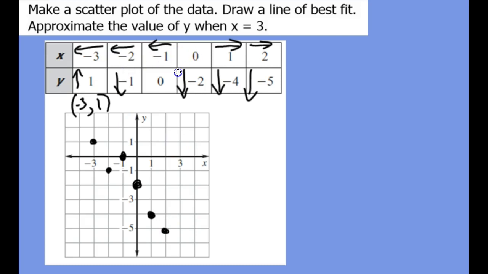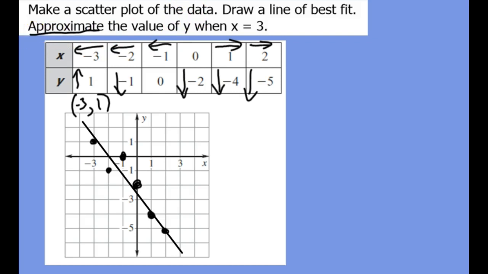So now that we have our points labeled on our graph, we can draw a line of best fit. So we're just going to draw a line through our points. That is our line of best fit. It shows us the trend in our data, so we don't have to continue to draw our points. It's going downhill, so it's a negative correlation.